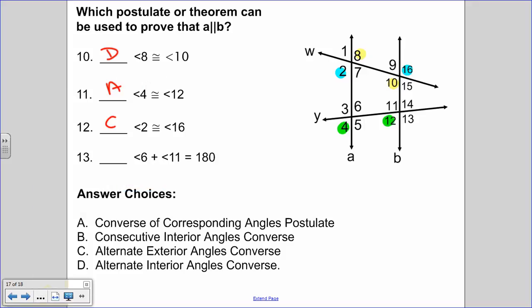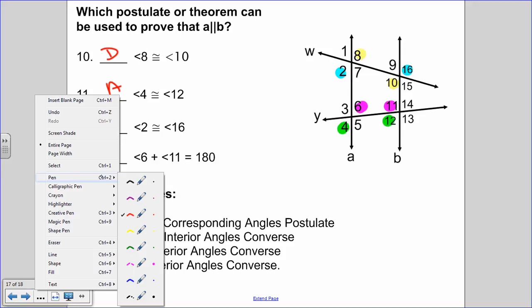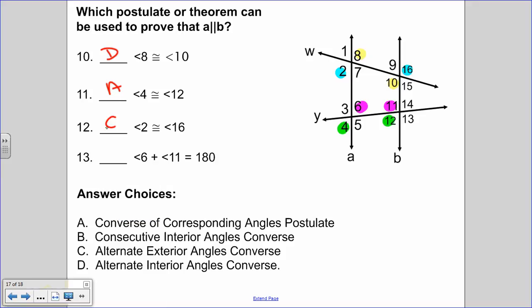And now we're looking at 6 and 11. 6 and 11 are both interior angles on the same side, so they're consecutive. So it's the converse of consecutive, which is B.